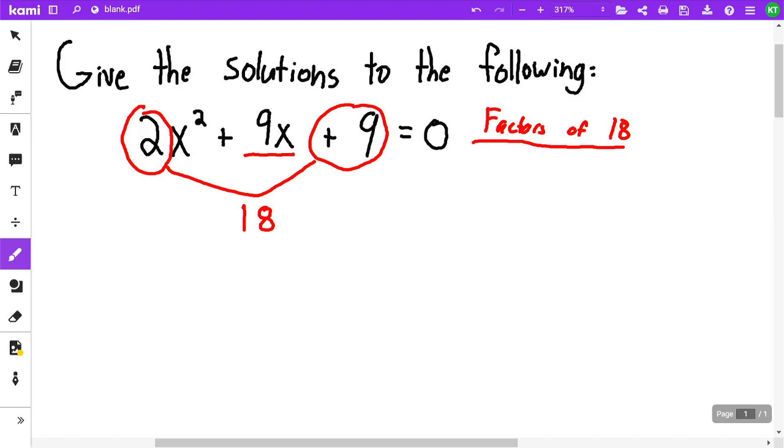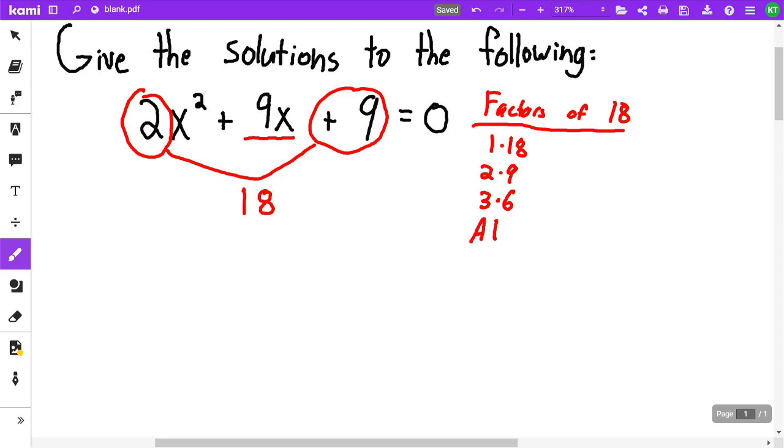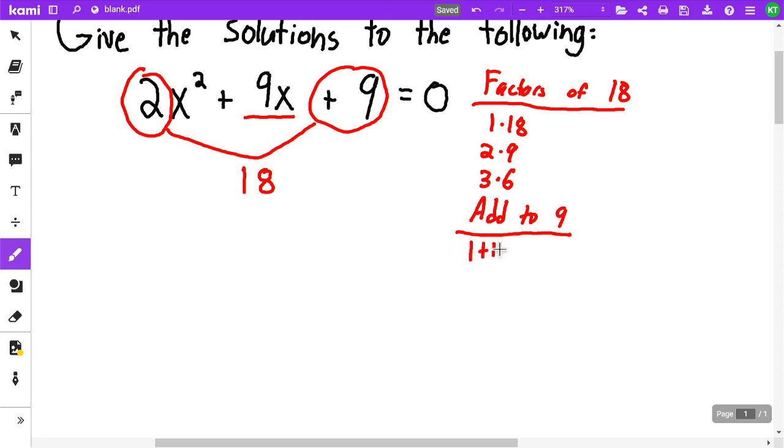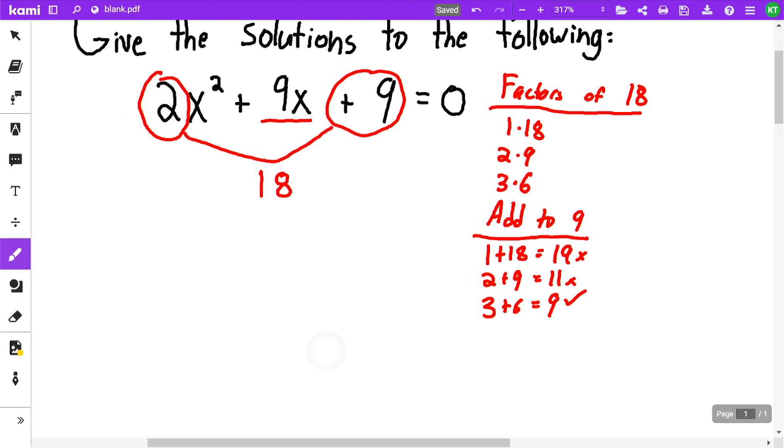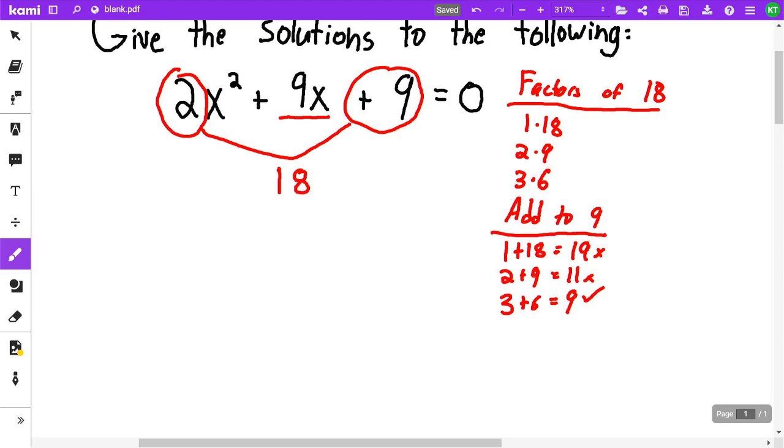So let's start with factors of 18. Those are going to be 1 and 18, 2 and 9, and 3 and 6. Next, we're going to see which ones add up to 9. 1 plus 18 gives us 19, which will not work. 2 plus 9 gives us 11, which also does not work. But 3 plus 6 does give us 9, so that will be the two factors which we're going to be using. So our next step is going to be to break up that middle term like we've been doing.